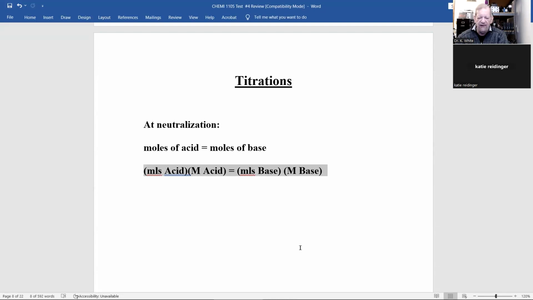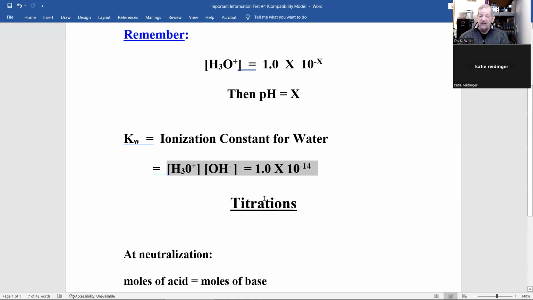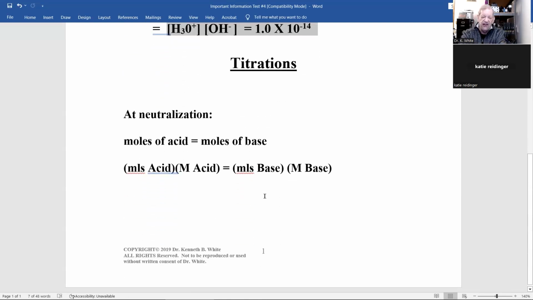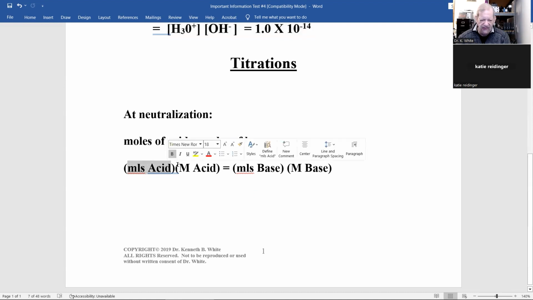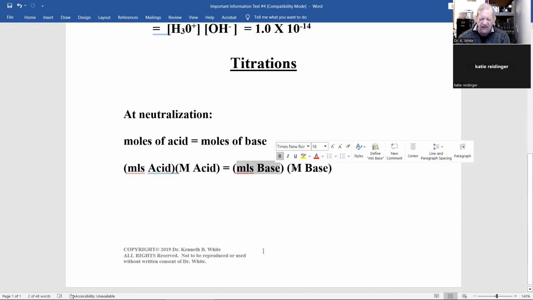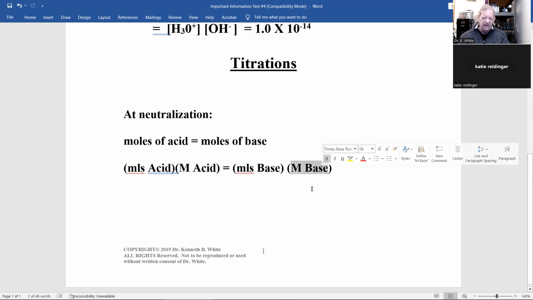If we go to important information, test number 4, at neutralization, I give you moles of acid equals moles of base, and I give you that formula I just mentioned: milliliters of acid times molarity of acid equals milliliters of base times the molarity of base.